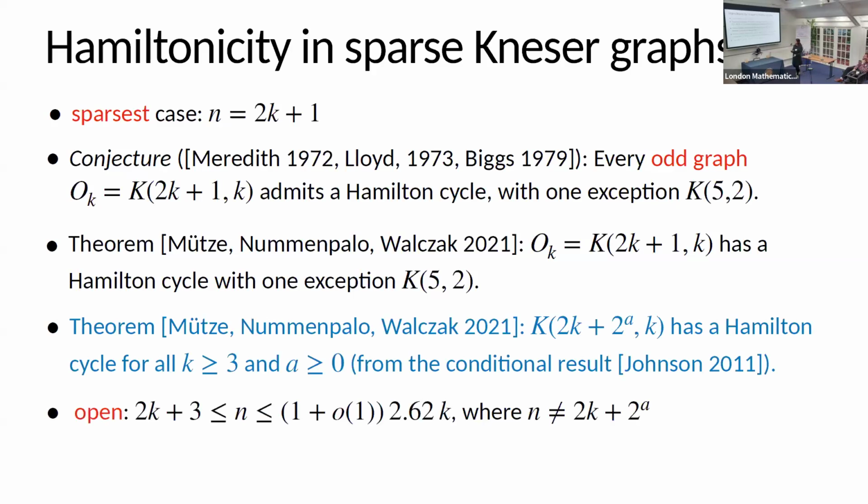So combining the results from the last 2 slides, we see that when n lies between these 2 quantities, from 2k plus 3 to 1 plus log 1 times 2.62k, when n is not equal to this quantity, we do not know whether the graphs are Hamiltonian or not. So this is the problem we will be tackling in this talk.